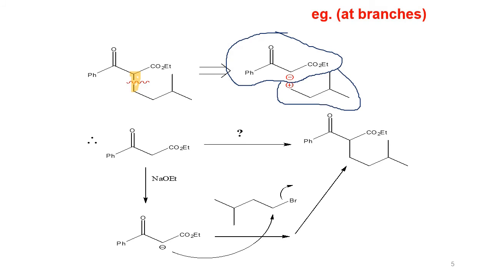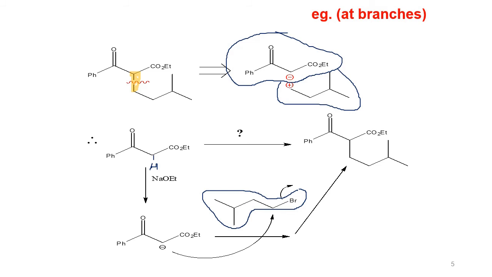So this minus can be complemented by hydrogen here. And this synthon, because it is plus, can become the alkyl halide like this. So what happened?